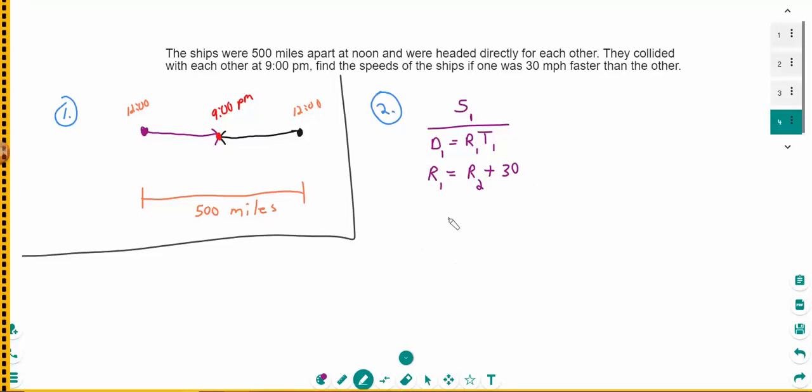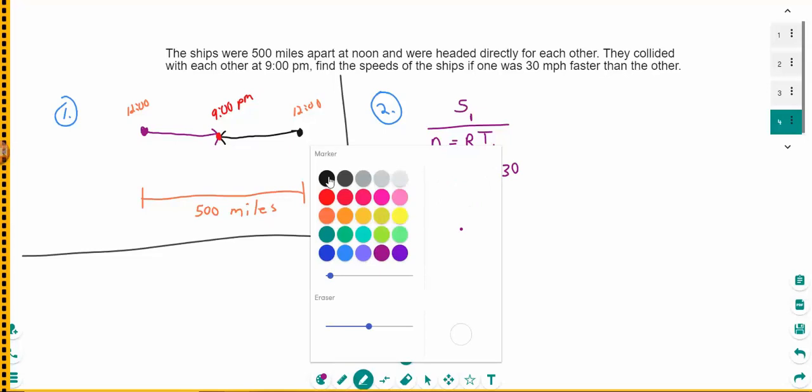Now what about the time of ship number 1? The time that we're interested in is the time that he is sailing up until the collision. So he started at 12 at noon, and then he collided at 9 o'clock p.m. If he collided at 9 o'clock p.m., how many hours is that? That's 3 hours. So his time is 3. I won't write hours, I'll just put 3. Okay, and that's all of the information that we can get for ship number 1.